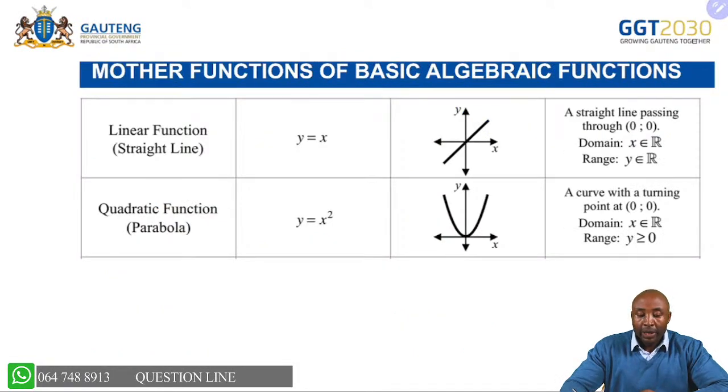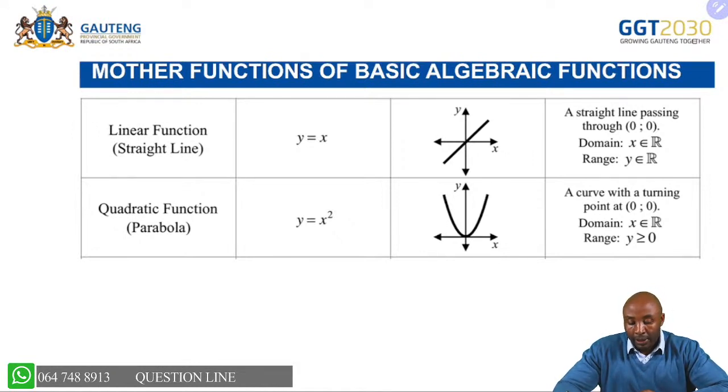Now, we have our mother functions I've mentioned. A linear function, we have y is equal to x, which passes through the origin, and it will have a shape like that. Its domain will be x is an element of real numbers, and the range becomes y is an element of real numbers. A quadratic function, also known as a parabola, an example is y is equal to x squared. We must know the basic function of these original functions.